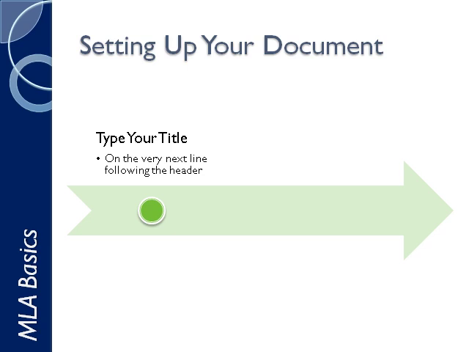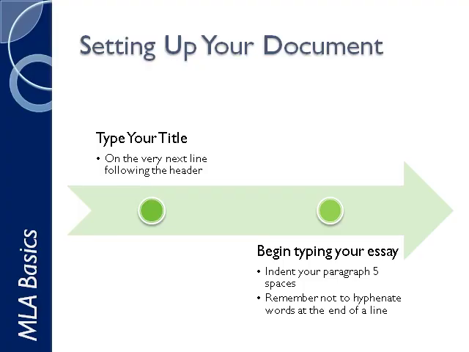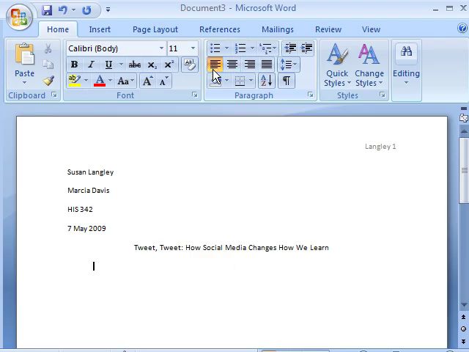Type your title on the very next line following the header. There's no need to insert any additional spaces. You can begin typing your essay on the very next line. Indent this first paragraph 5 spaces. There's no need to add an additional space in between your title and the text of your essay. It might seem a little weird, but that's the way MLA wants it.